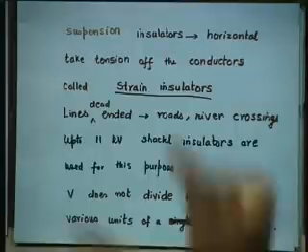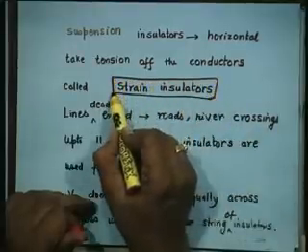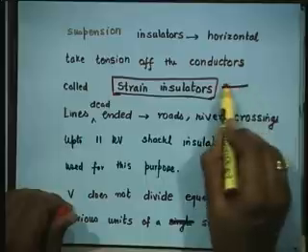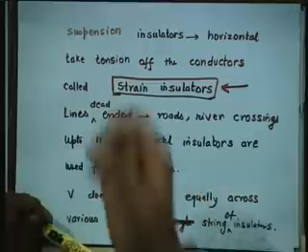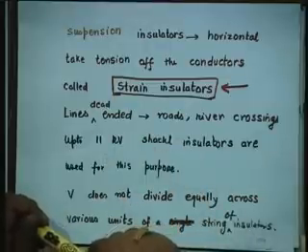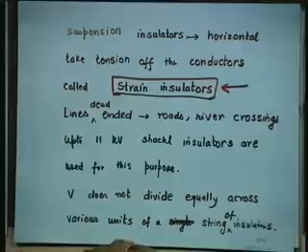When suspension type insulators are kept in a horizontal position rather than a vertical position, that is called strain insulators. This is a special variety like your slack bus. They take tension off the conductors, and since they are special insulators, they are used in special situations.